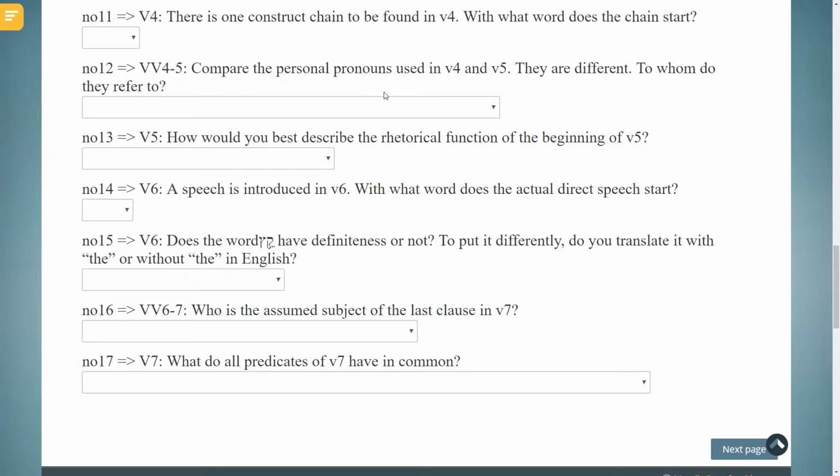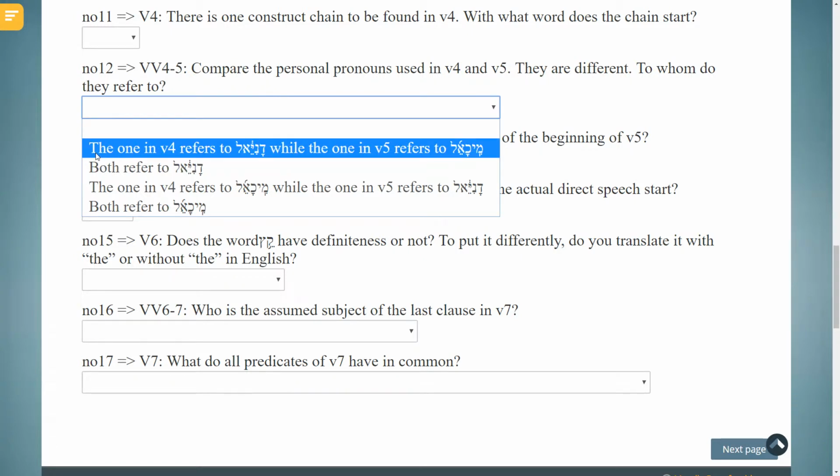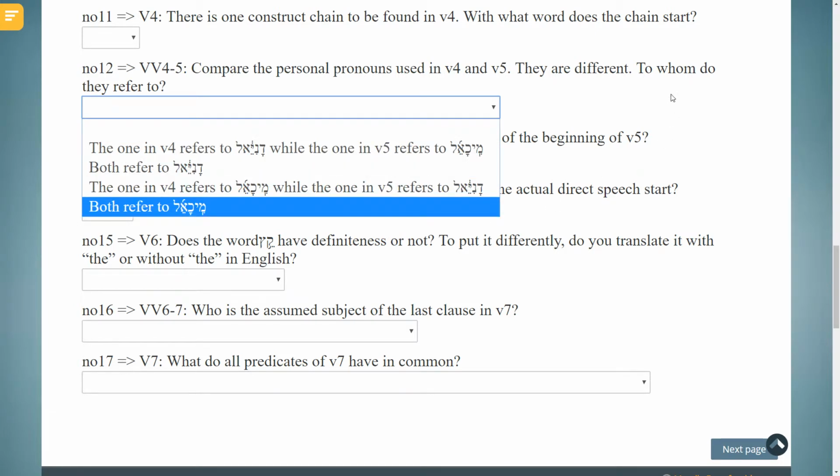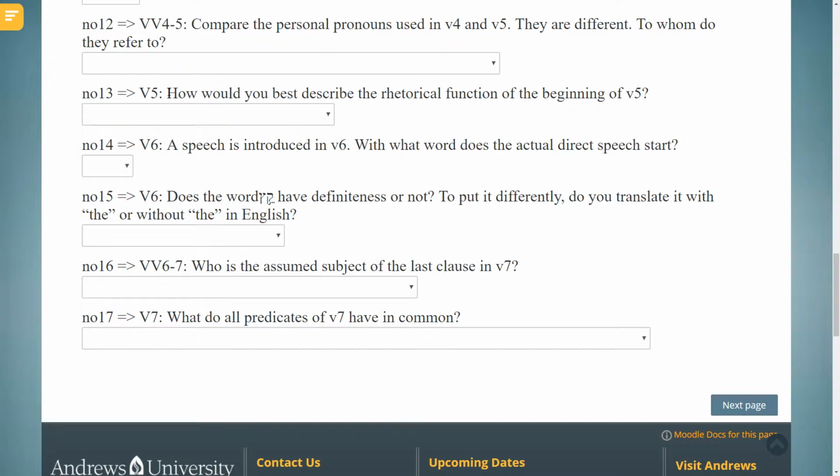Compare the personal pronouns used in verse 4 and 5. They are different. To whom do they refer? The one in verse 4 refers to Daniel, while the one in verse 5 refers to Michael. Both refer to Daniel, and so on. So you have a couple of options. And obviously you cannot guess, because you really have to translate in order to find the answer.